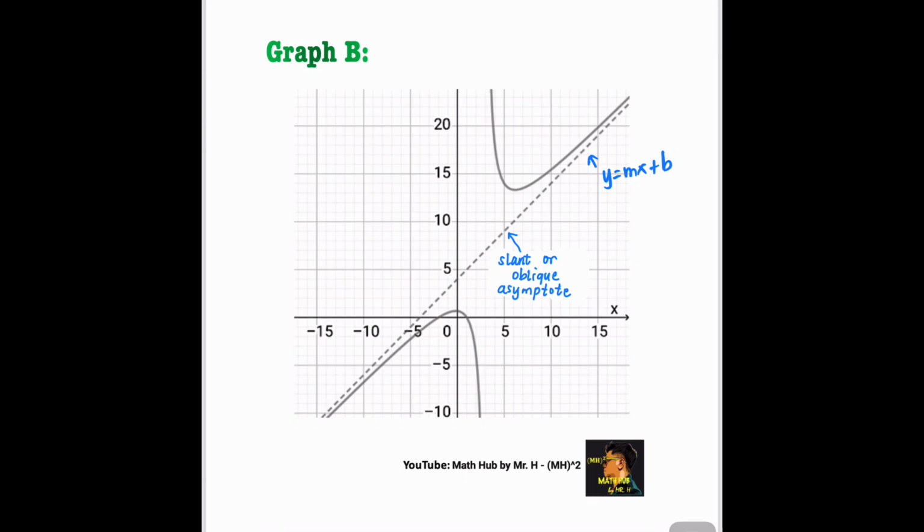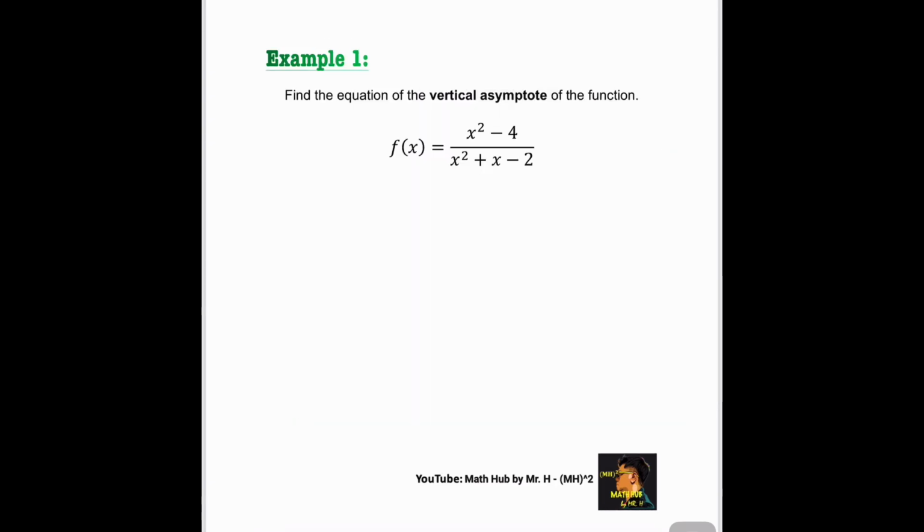Let's get straight to the very first one. For example 1, we're given this rational function, and we are asked to find the vertical asymptote. Vertical asymptotes happen where the denominator of the given rational function will be equal to 0, while the numerator is a non-zero expression. The vertical asymptote actually represents the values of x where the function is undefined.